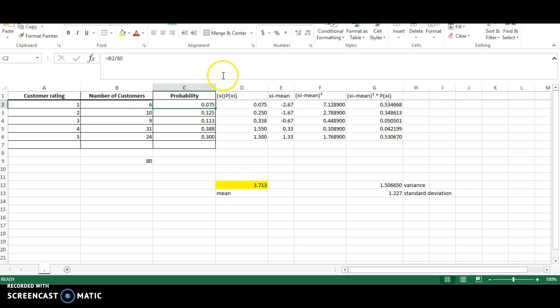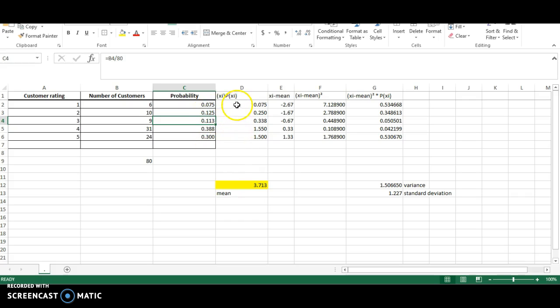In the example, they rounded to the third decimal place, I believe. Let me see if any of these, it looks like, yeah, they're all rounded to the third decimal place.